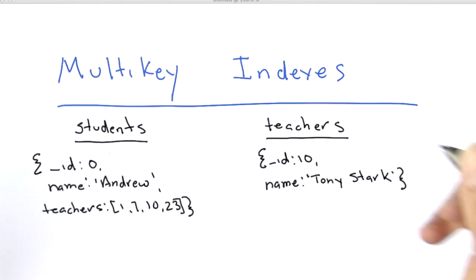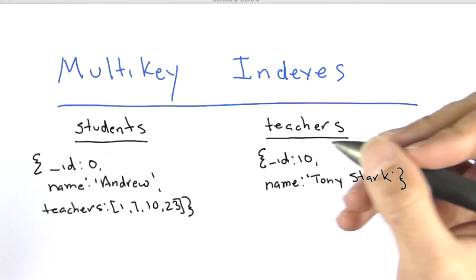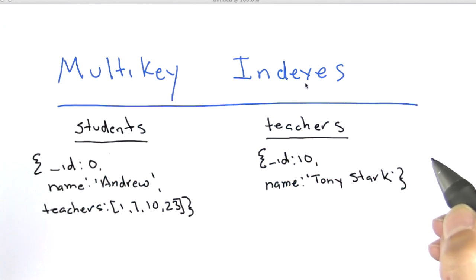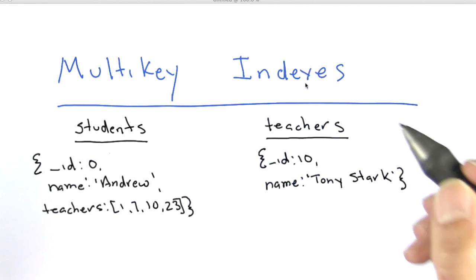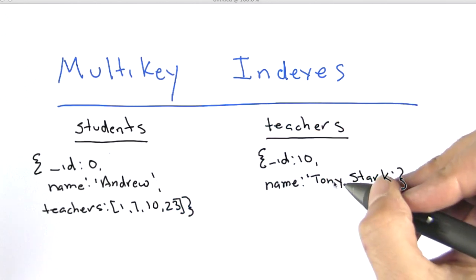One of the reasons that linking and embedding works so well within MongoDB is because of the existence of a feature called multi-key indexes. I'm going to talk a little bit about multi-key indexes and why they're so useful within MongoDB.